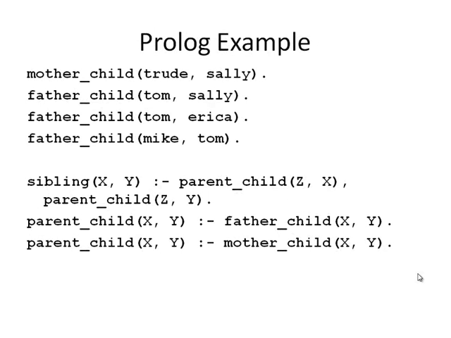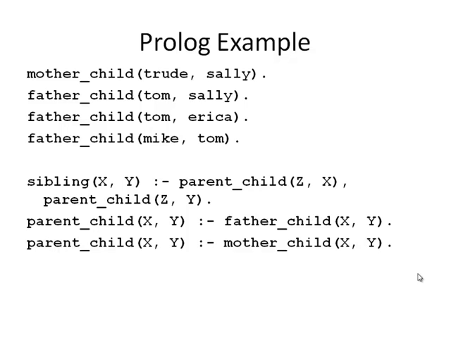And here's a Prolog example. We have a range of facts at the top, saying that Trude is the mother of Sally, Tom is the father of Sally, Tom is the father of Erica, Mike is the father of Tom. And then we've got a few rules, so I'll do the rules from the bottom. So we've already seen the mother-child, parent-child rule. Above that, there's a very similar one. Father-child, parent-child. So basically saying if X is the father of Y, then that also means that X is the parent of Y, which is obvious because parent is just a more general term for father or mother.